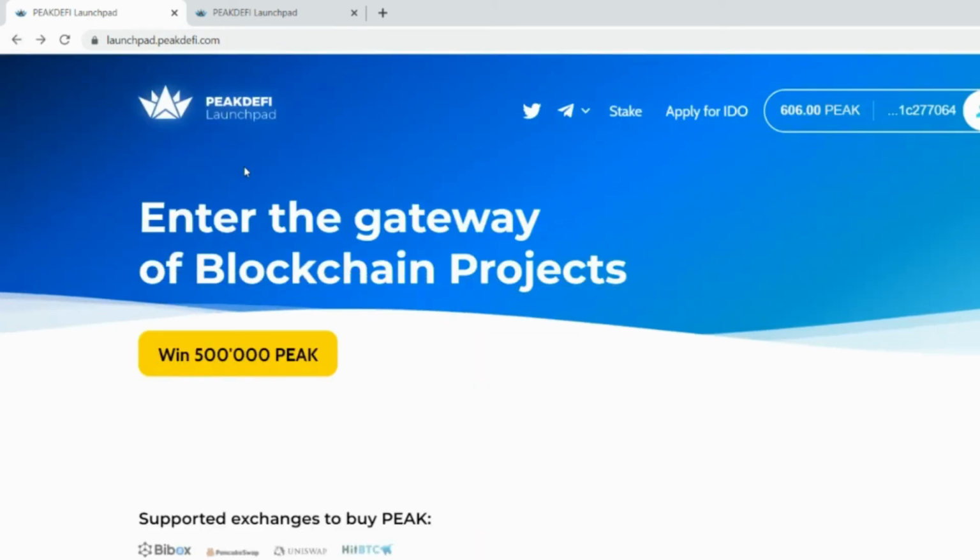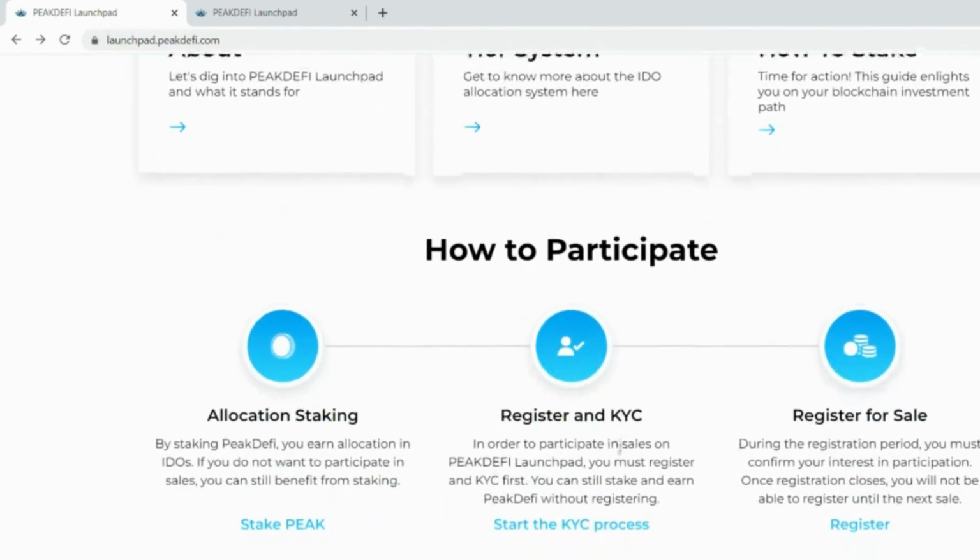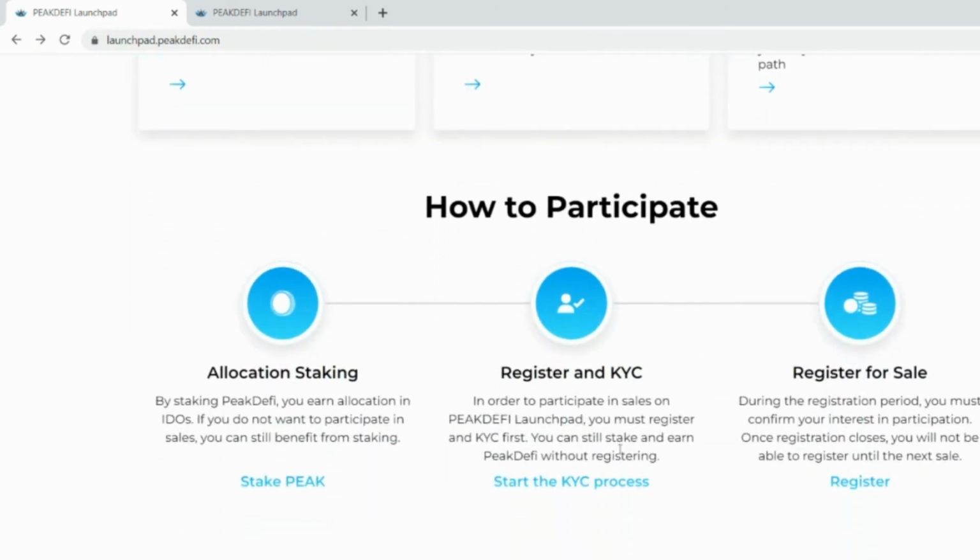So as I said, you need to stake at least 10,000 Peak token to be able to participate, and then you're on the tier level 1. After that, you have to start the KYC process. Here we work together with the BlockPass software, and you need to identify yourself by uploading your ID and share some information about yourself. If the process is successful, you will get an email that you are ready to participate on our PEAKDEFI Launchpad.